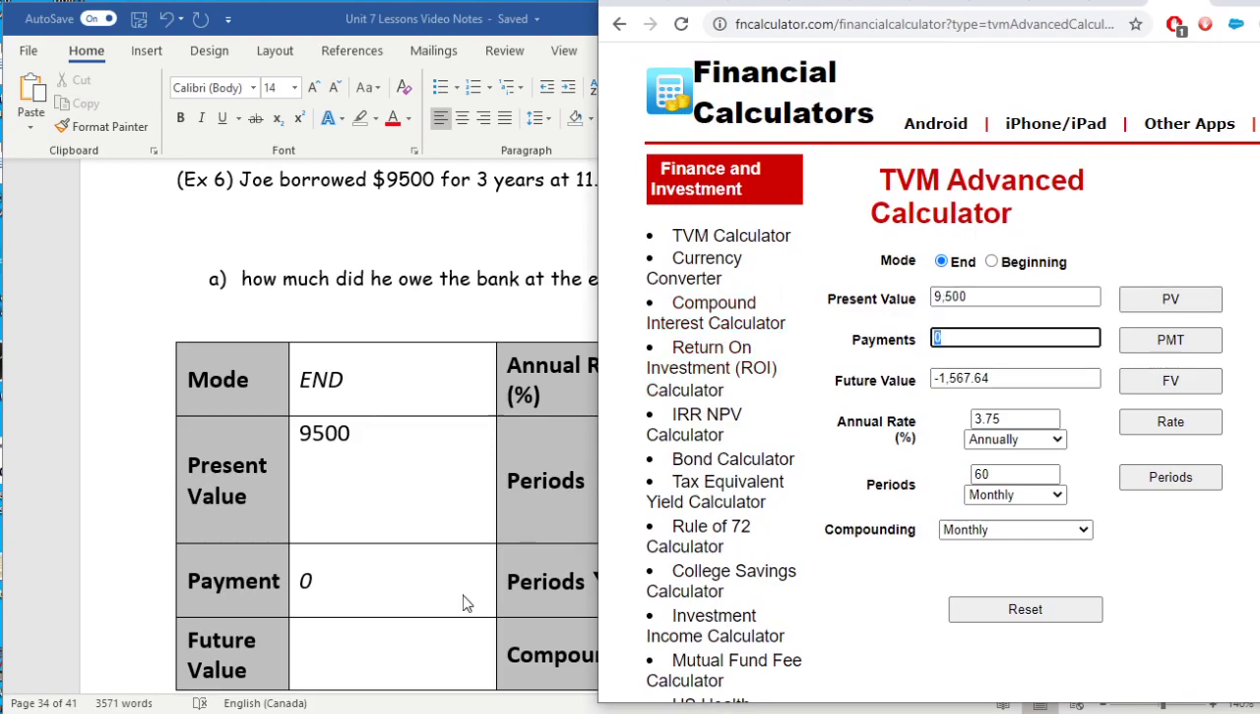Payment again is still 0. We're not working with payments yet. Future value is what I want to solve. Annual rate was, what was it? Sorry, 11.6, and that was quarterly. And the number of periods was 12, which is also quarterly. And it's compounded quarterly.